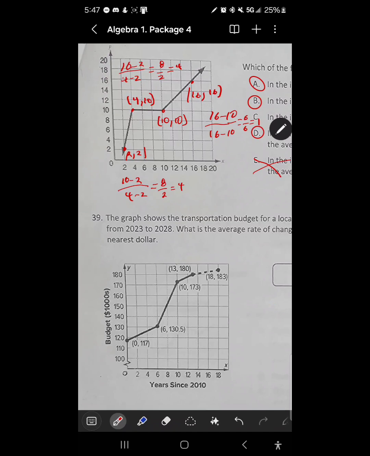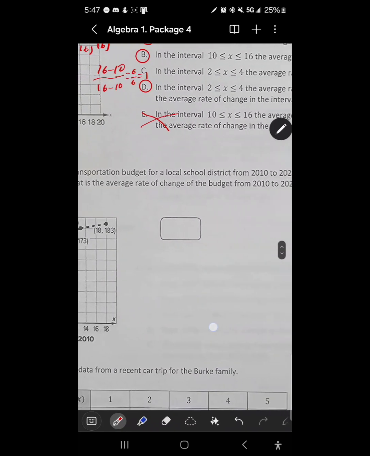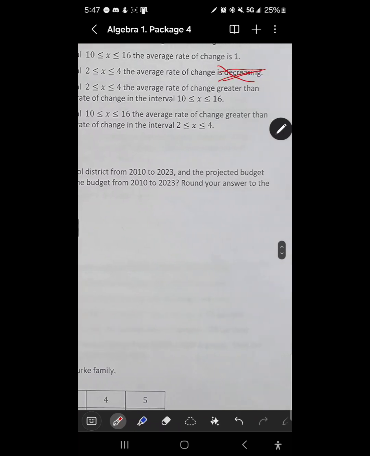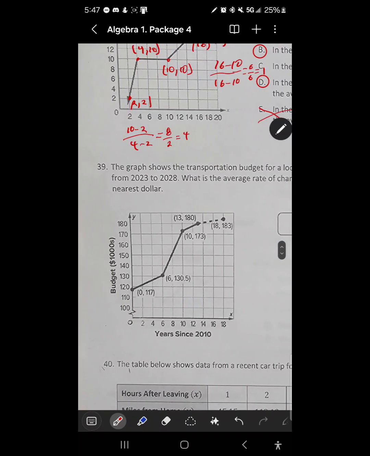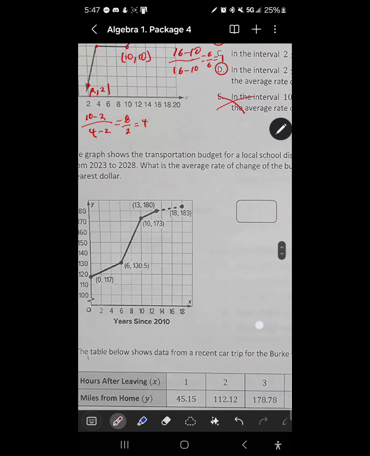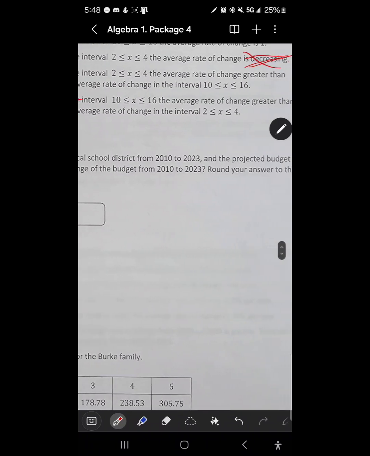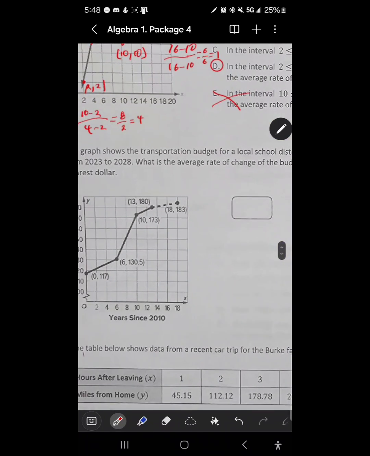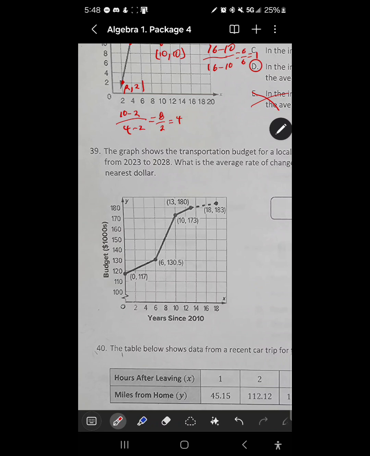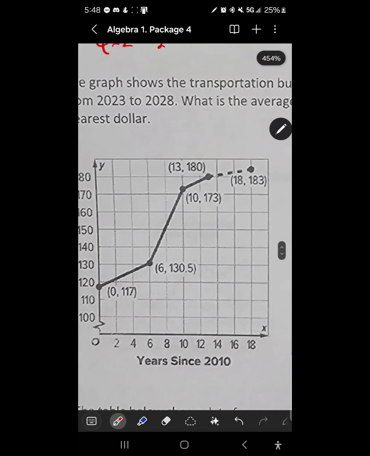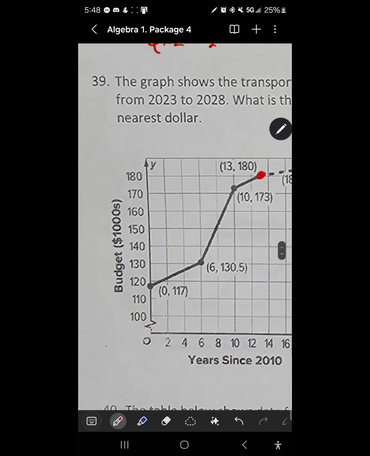Now the graph shows very nice. The graph shows the transportation budget for the local school district, the projected budget from 2023 to 2028. What is the average rate of change of the projected budget from 2010 to 23? Okay, and round your answer to the nearest dollar. So we're looking at 2010 to 23. So in 23, 13 years after 2010, so here is the point marked here. And then 2010 is year 0 because we're starting from 2010.